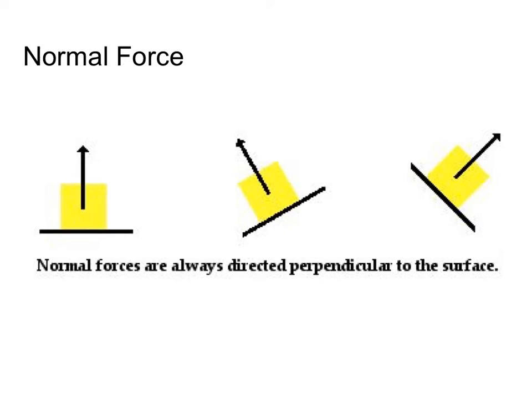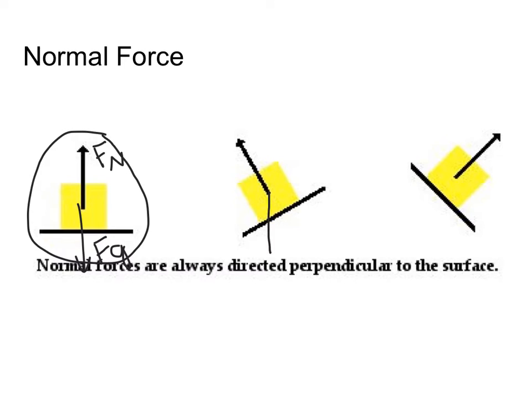Normal force, as I said, is always directed perpendicular to the surface. This is the situation we've seen so far. Something sitting flat, gravity is down, and then force normal is opposite. However, it's a little bit different when we're on an inclined plane. Gravity is still going straight down, but our force normal is going at an angle.